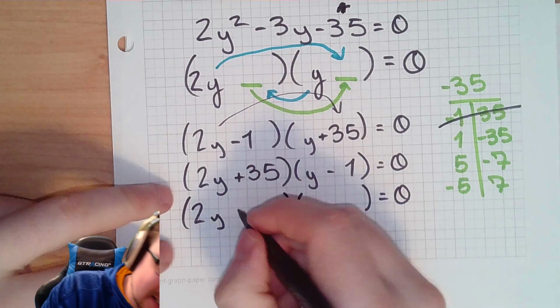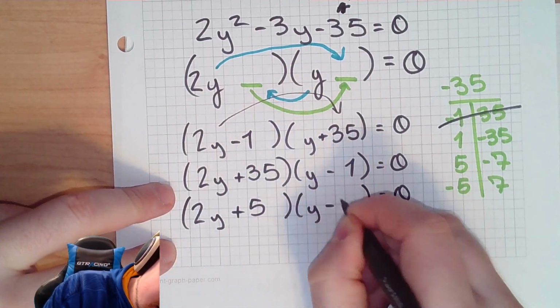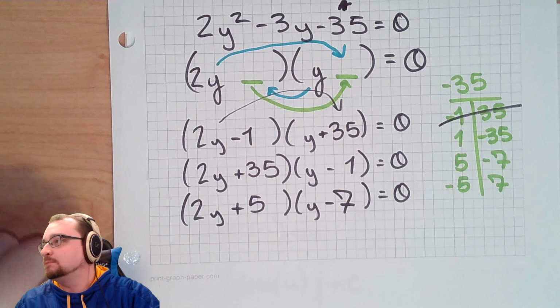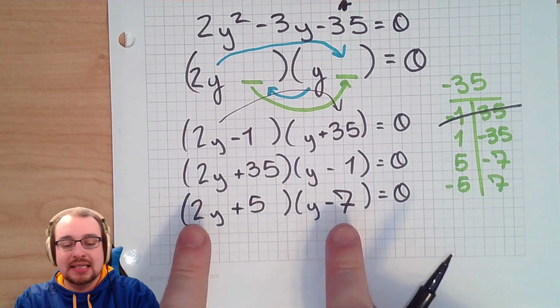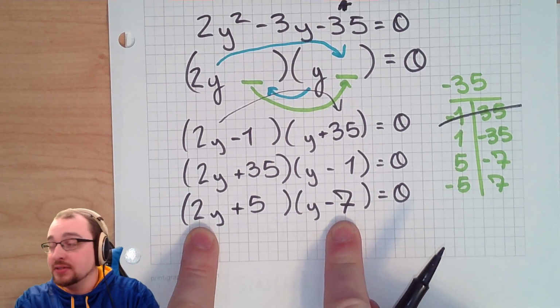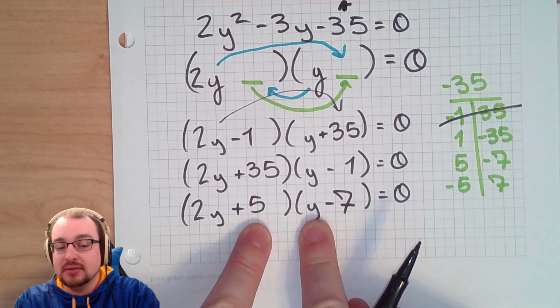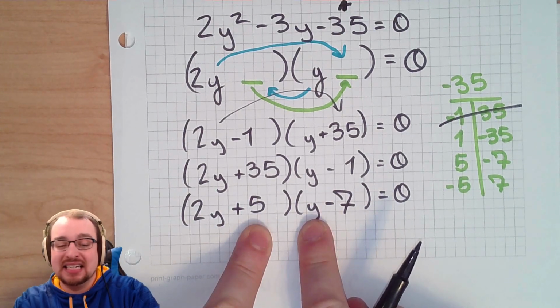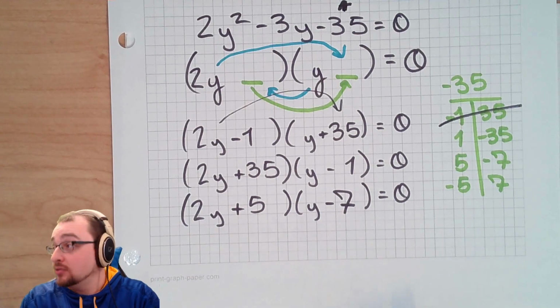If I put positive 5 here and negative 7 here, what do I get? Negative 14 y's and 5 y's. If I put those together, that's not negative 3, it's negative 9. But I'm getting closer.